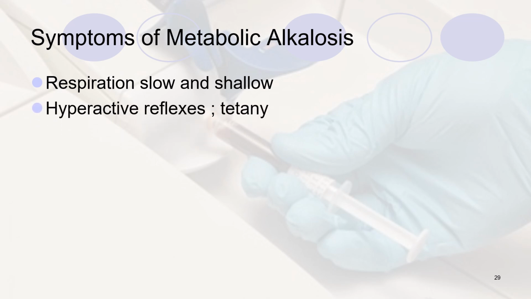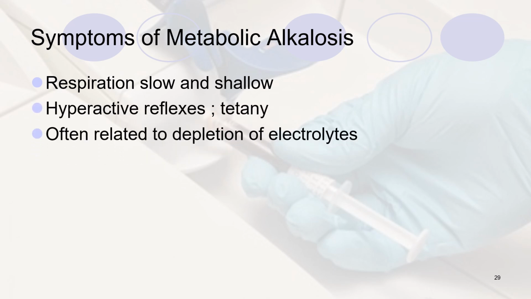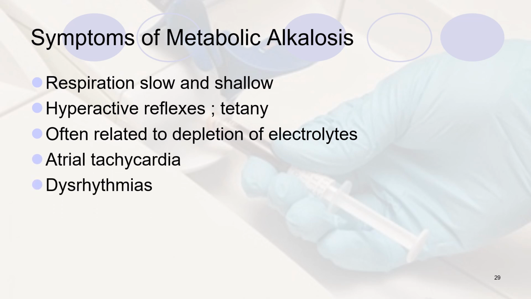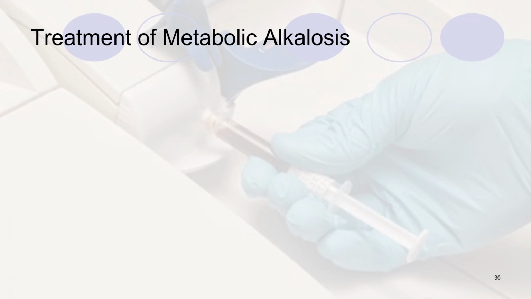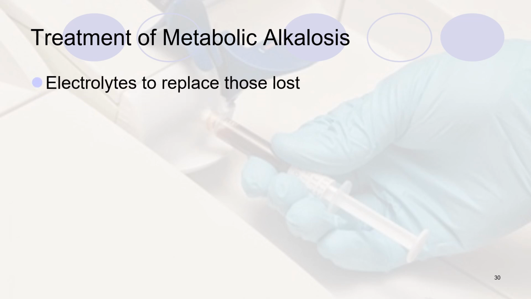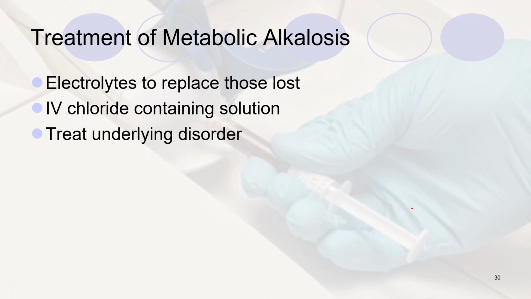The symptoms of metabolic alkalosis are slow and shallow respiration, in order to hold back the carbon dioxide. Then hyperactive reflexes, tetany, often related to depletion of electrolytes. Then atrial tachycardia, dysrhythmia. Then treatment for metabolic alkalosis: electrolytes to replace those lost, intravenous administration of chloride containing solution, and treat underlying disorders. We are supposed to identify the exact factor.